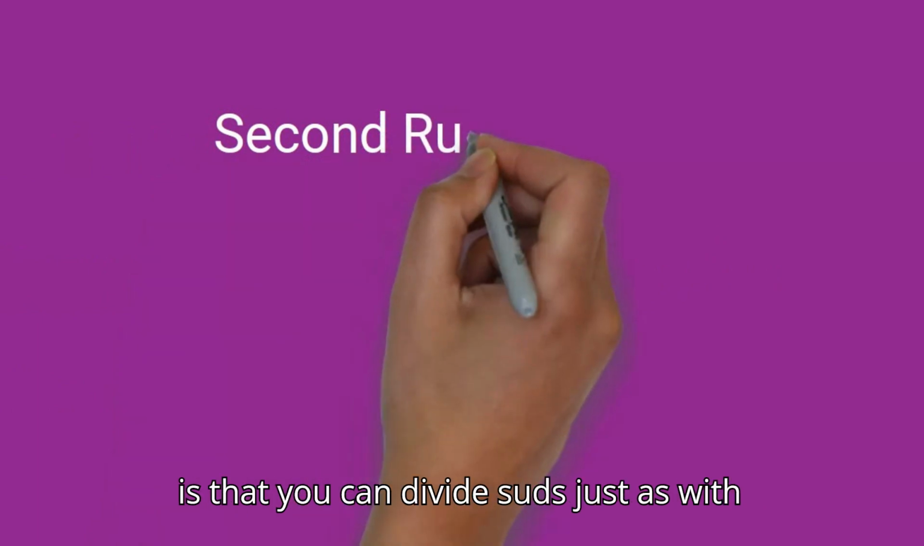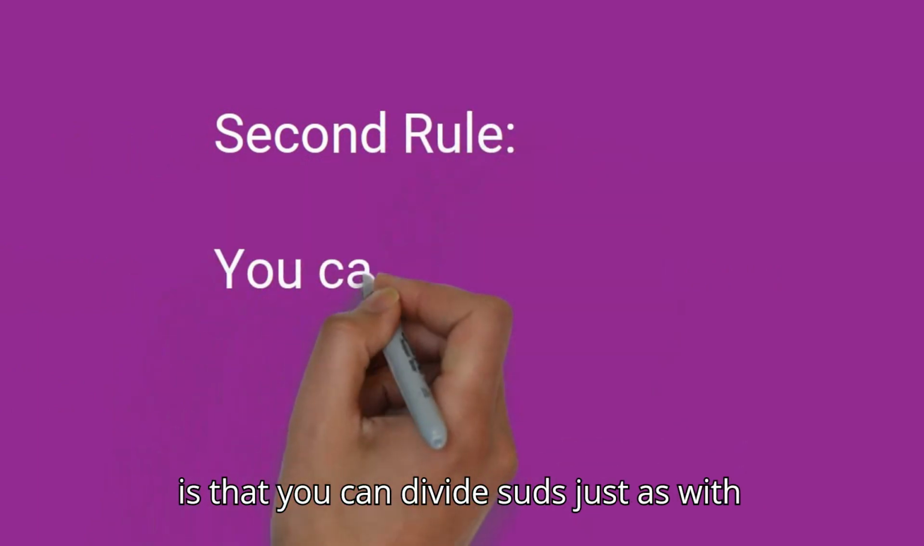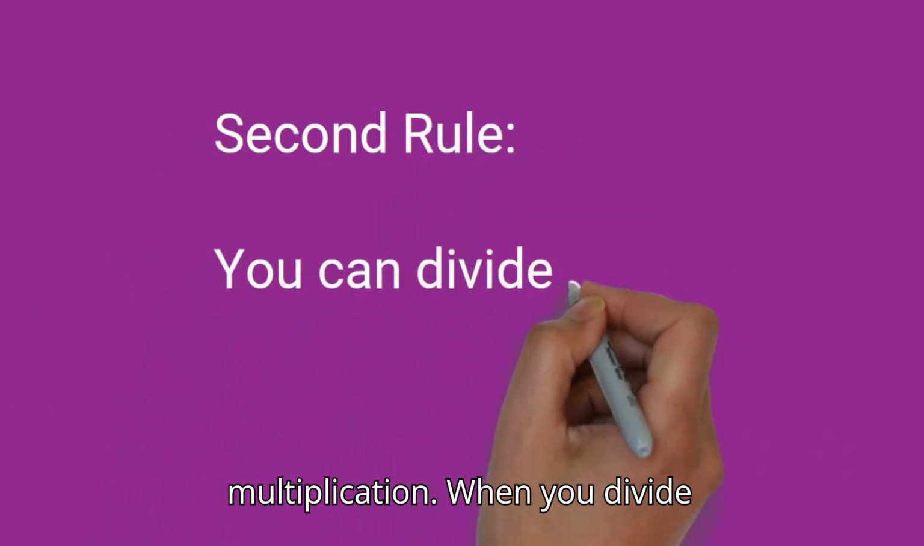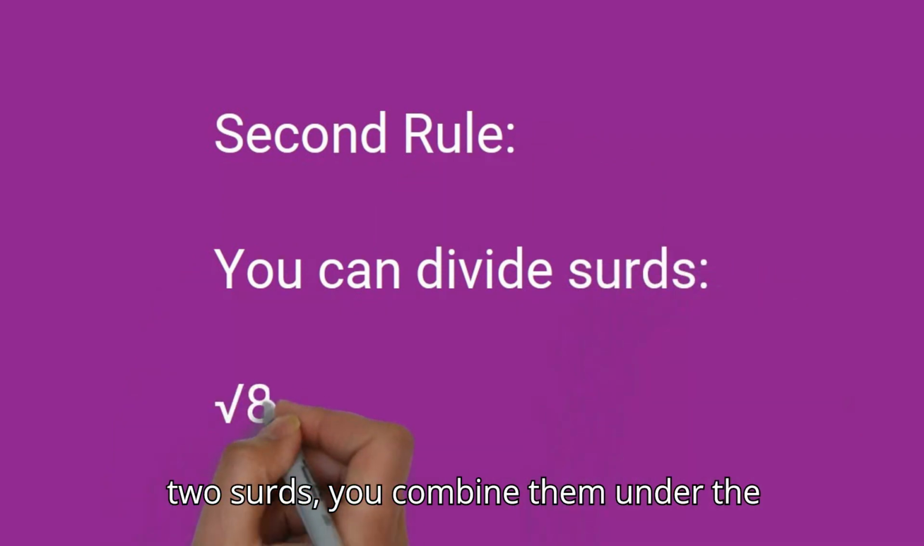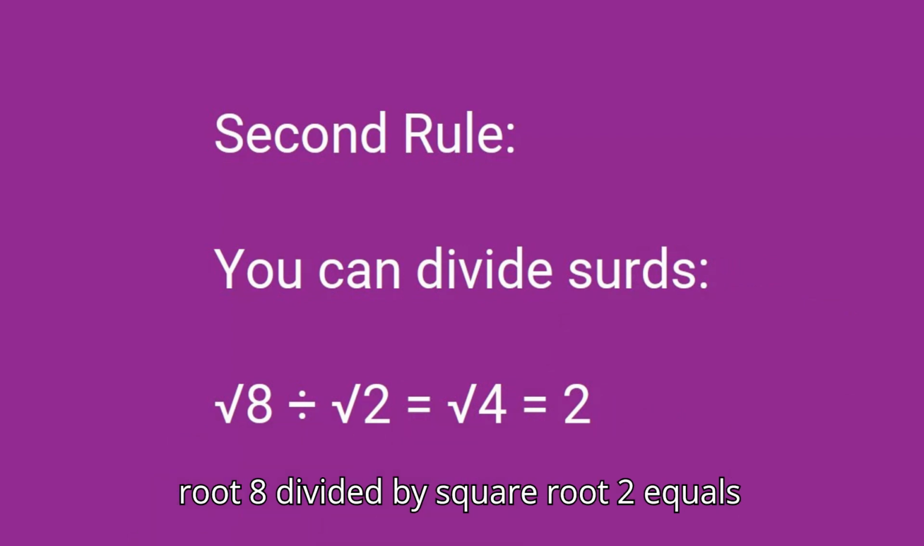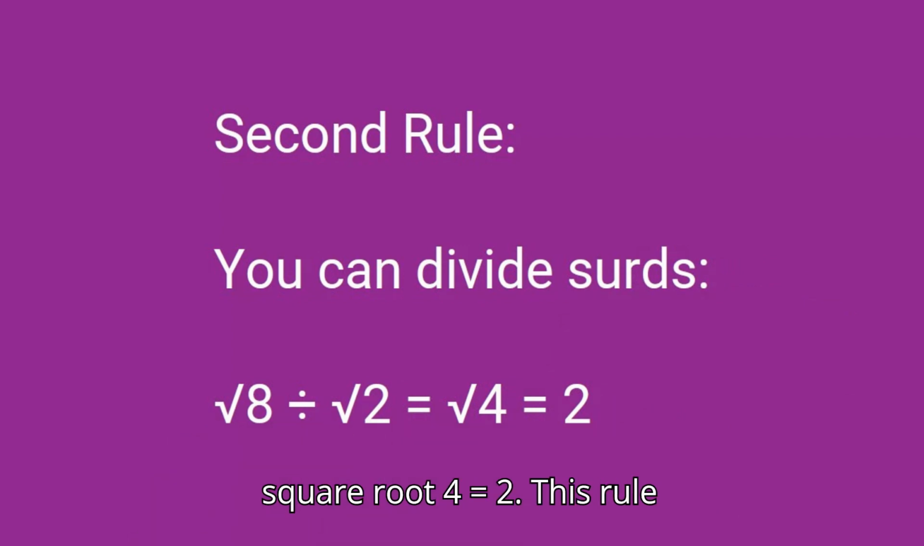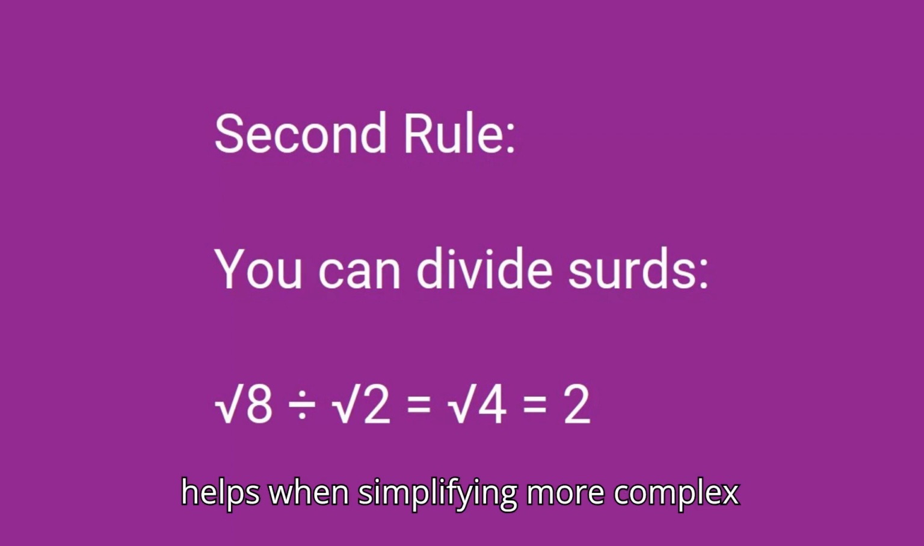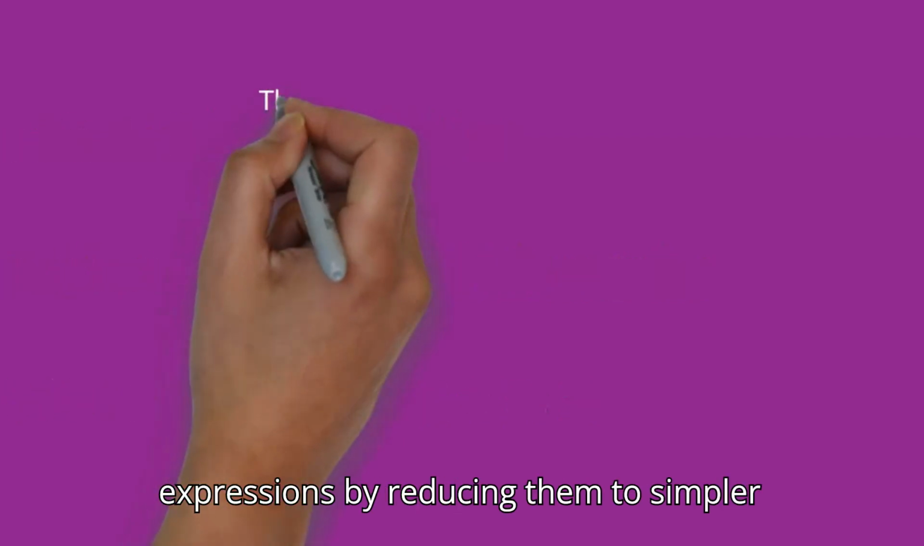The second rule is that you can divide surds. Just as with multiplication, when you divide 2 surds, you combine them under the same square root. For instance, square root 8 divided by square root 2 equals square root 4 equals 2. This rule helps when simplifying more complex expressions by reducing them to simpler forms.